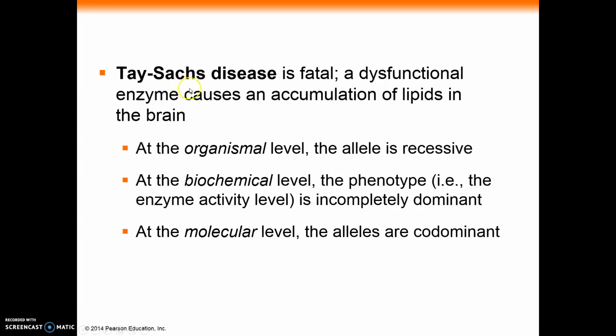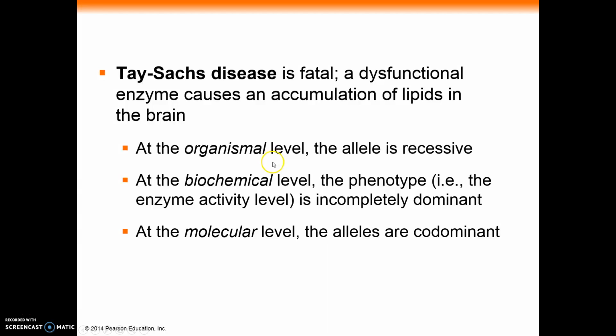This is a fatal recessive trait, and it is caused by a dysfunctional enzyme which is involved in the breakdown of lipids. So consequently, in the disease state, you have an accumulation of these lipids in the brain, which causes a fatal neurological disorder. So here, when you look at the entire organism, that allele is recessive. If you have one functional copy of the enzyme, you do not get Tay-Sachs disease.